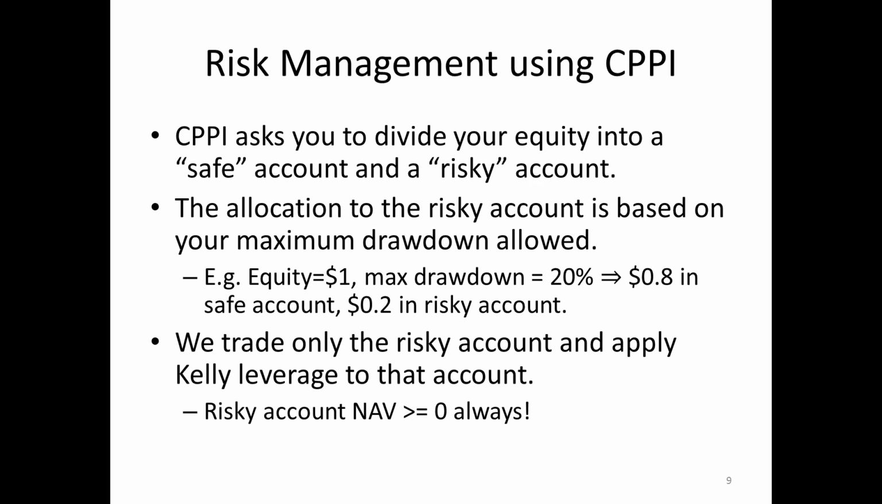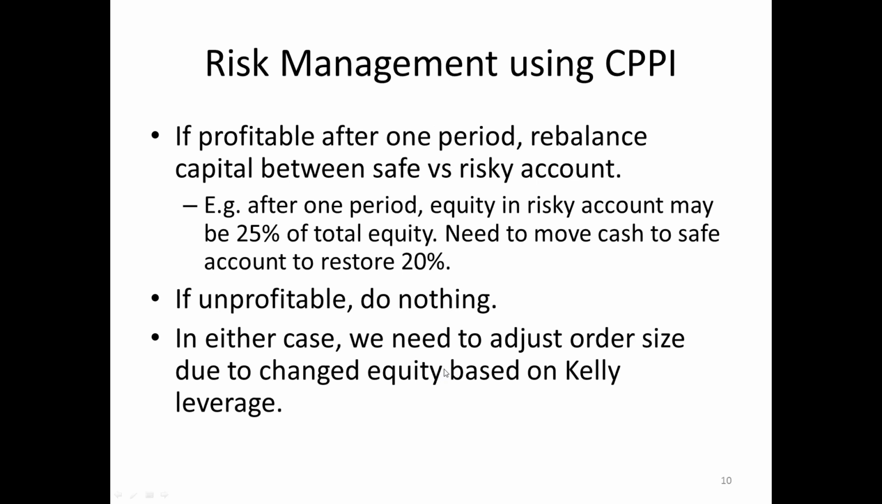So based on this theory that if you are applying Kelly leverage, it would not lead to ruin, or if you apply half Kelly leverage, it would not lead to ruin, the risky account would always be positive, or at least zero. But even if by some bad luck it actually goes down to zero, you would still be protected because your 80 cents is in the safe account, and you are only reaching the maximum drawdown of 20% in the overall account. Now, so what do we do as you accrue P&L in the risky account?